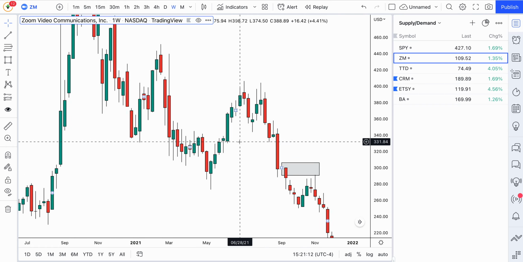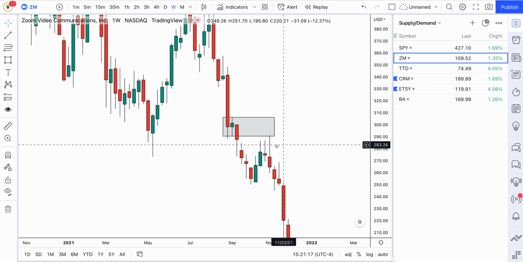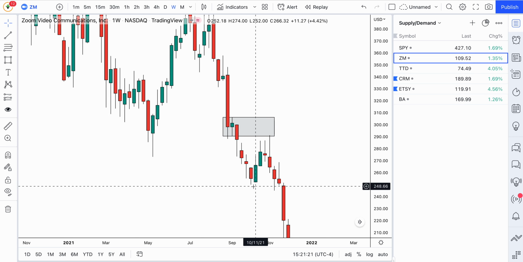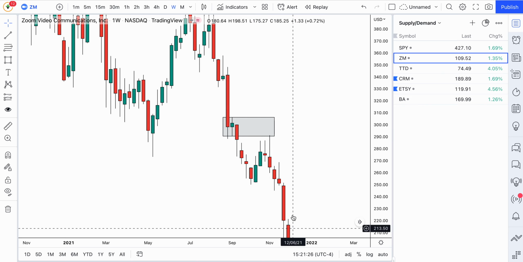You can see another supply zone here, looking at the weekly. Let me just extend that out. You see price drops. We have that one candle base, it drops even more, fast price action. We came back, tested it, and then went all the way lower, right?